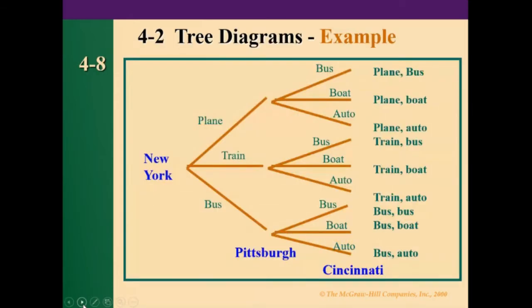Let's continue. So this will be the possible sequences, right? So from New York, you're going to ride by a plane, train, or bus, New York to Pittsburgh, and then from Pittsburgh to Cincinnati, by a bus, boat, or automobile, and then by a plane or bus. Okay. So this will be the sequence, right? So look, how many are there in all? 1, 2, 3, 4, 5, 6, 7, 8, 9. So there are 9.